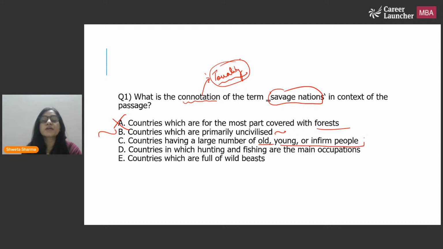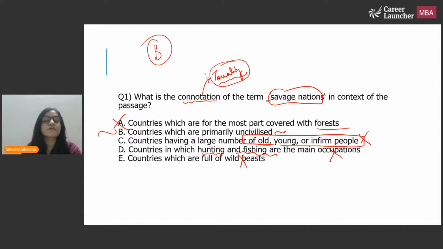No, it doesn't say that the demography matters a lot. No? Countries in which hunting and fishing are the main occupations. No, it's not the fishing and hunting main occupation. It's like how they're ruling the savage nations. Not that the profession is majorly countries which are full of wild beasts. No. So the answer is B, Bombay, for this question.